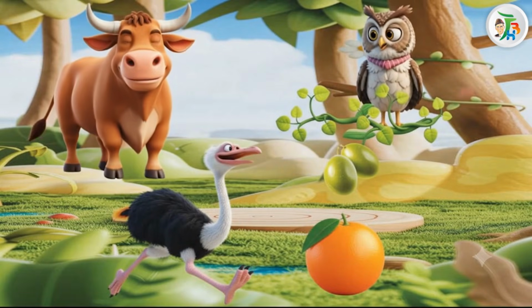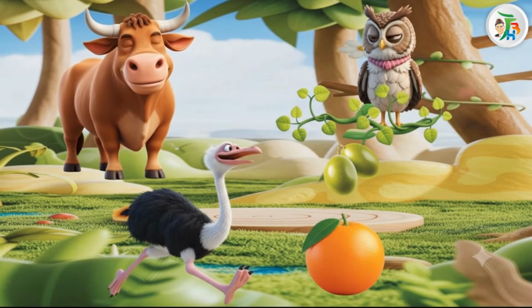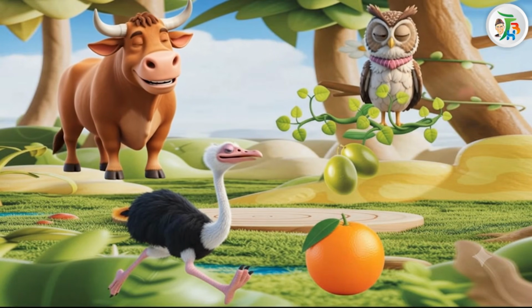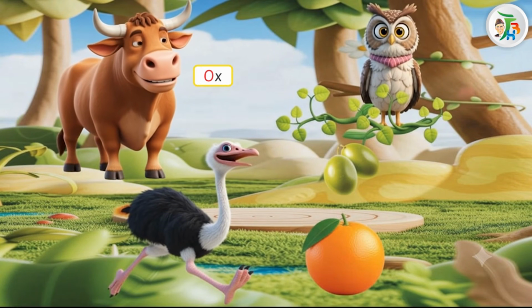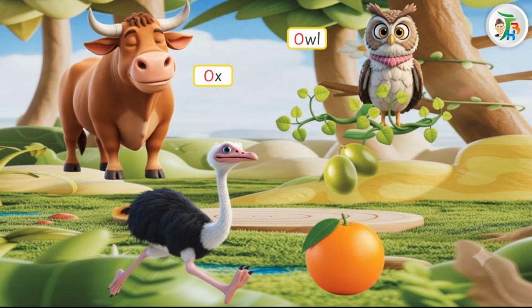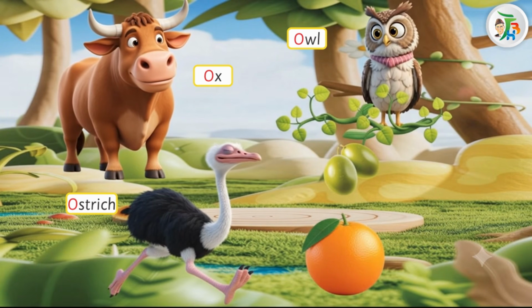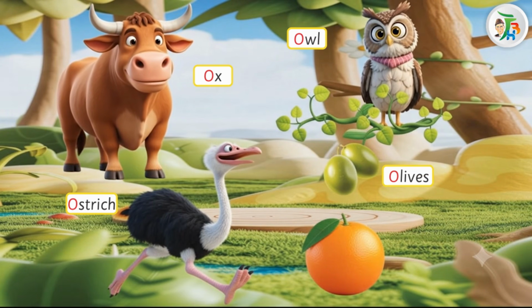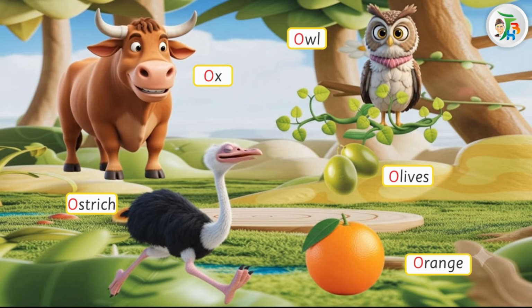Let's look at the picture and learn the words that start with the letter O. O for ox. O for owl. O for ostrich. O for olives. O for orange. This is the letter O.